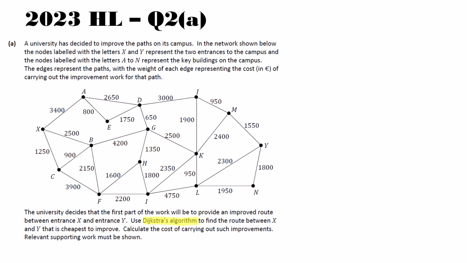So in the last paragraph, it tells us the university decides that the first part of the work will provide an improved route between entrance X and entrance Y. Use Dijkstra's algorithm to find a route between X and Y that is cheapest to improve. So our numbers in this case represent euros.